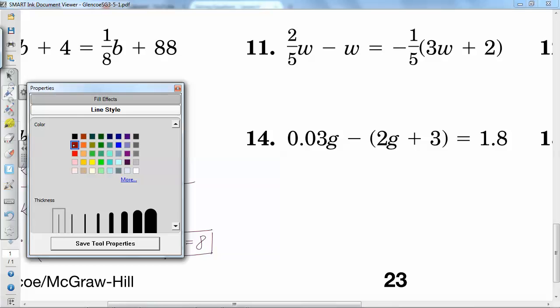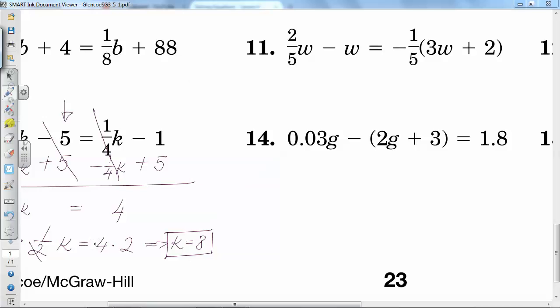I don't know, burgundy, whatever that color is.